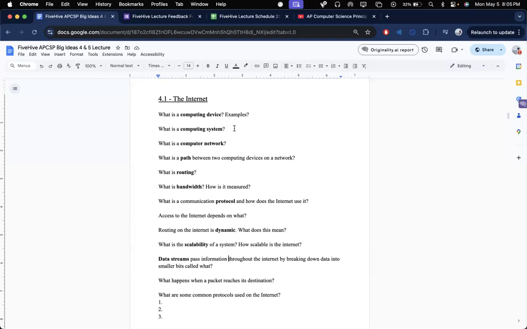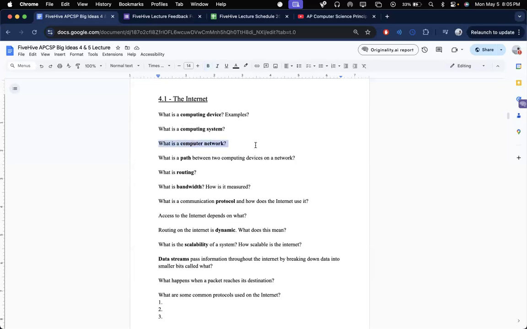So now the question is, what is a computing system, or a system? I guess it's kind of in the name, right? It's a system of devices. You can think of it as a group of computing devices that work together as a system. A computing system that they want you to know is going to be a group of physical computing devices, so maybe like a network of computers.